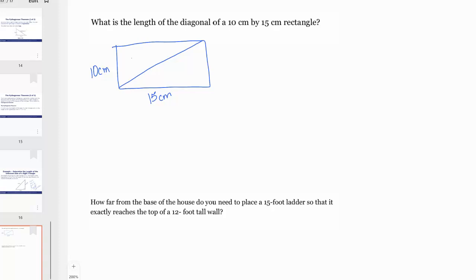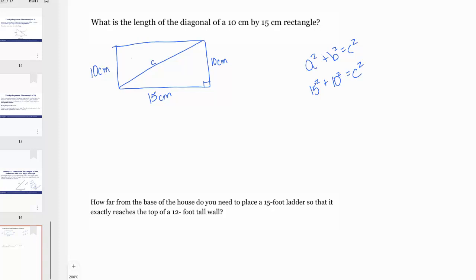So let's look at this length. So I know this is 15, and I know this side has to be 10 also if this side is 10. And I am looking for this. So notice that this is a right angle and my hypotenuse is directly across. So I'm going to use Pythagorean theorem. A squared plus b squared is equal to c squared. These are my legs. So this would be 15 squared plus 10 squared is equal to c squared. I'm looking for the hypotenuse.